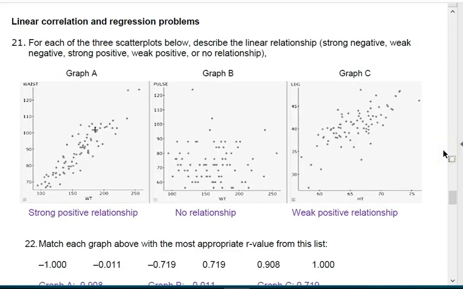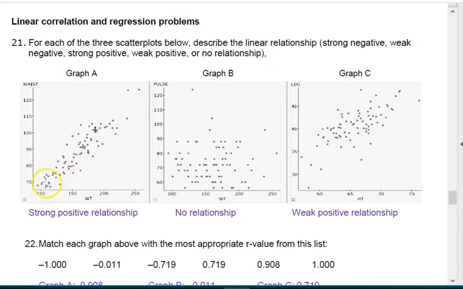Part 3 of the Unit 3 review for applied stats is where we're talking about linear correlation and regression problems. First of all, we've got 3 graphs. We want to just look at the linear relationship that's represented by each of the scatter plots. And we have a choice between saying it's strong negative, weak negative, strong positive, weak positive, or no relationship.